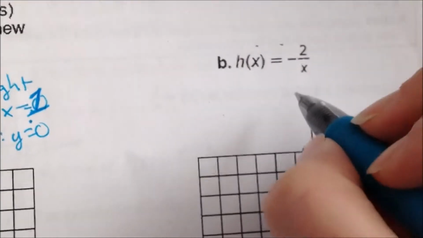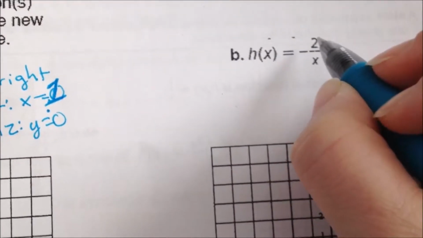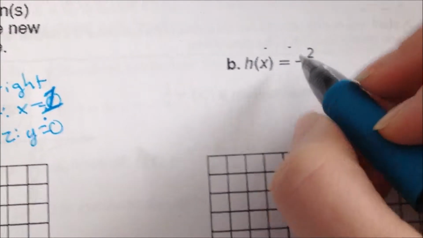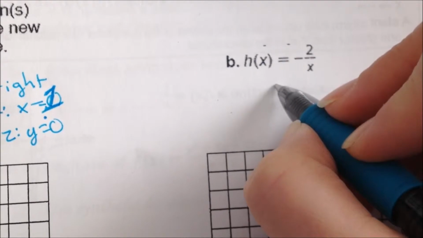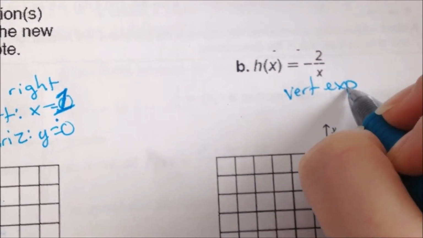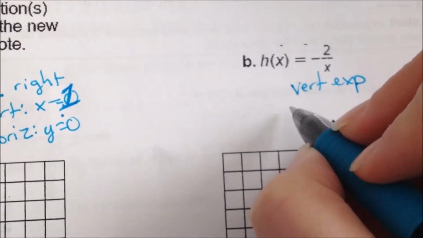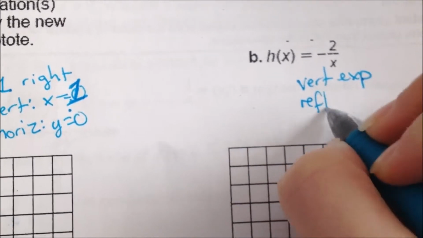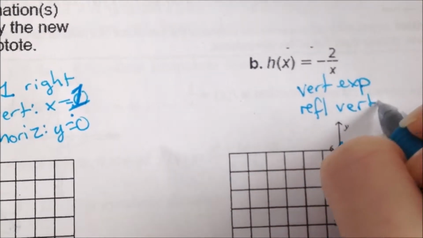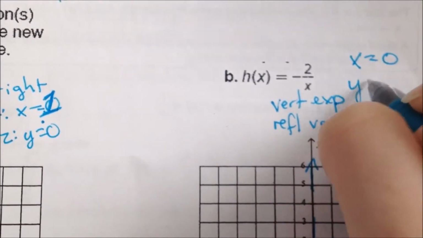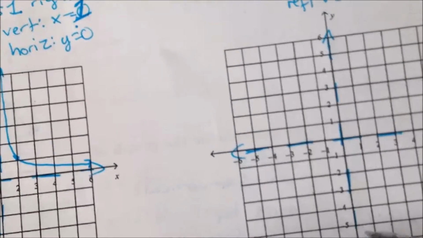For this next one, what's the transformation? Well, this is multiplication, but since the 2 is on the top, this is multiplication after the function is applied. So that will be a vertical expansion, that is, it's pulled taller or upwards, and the negative is also outside, so that will be a reflection vertically. Neither of these things actually change anything about the asymptotes. The asymptotes are still x equals 0, y equals 0. So the asymptotes are in the same place.